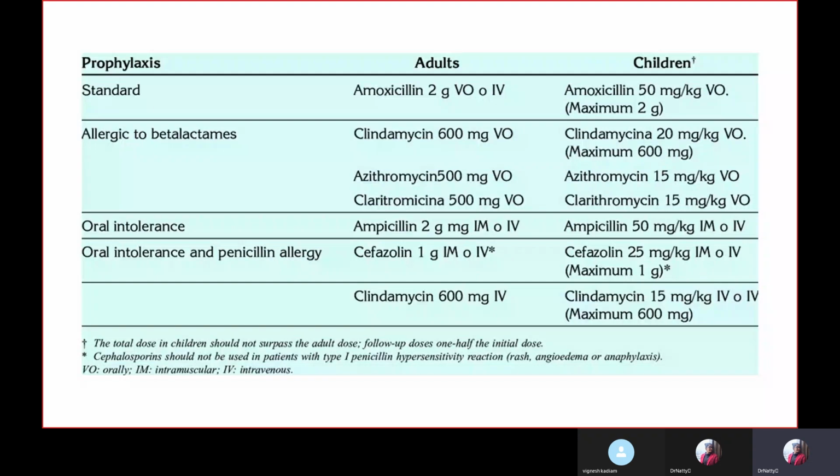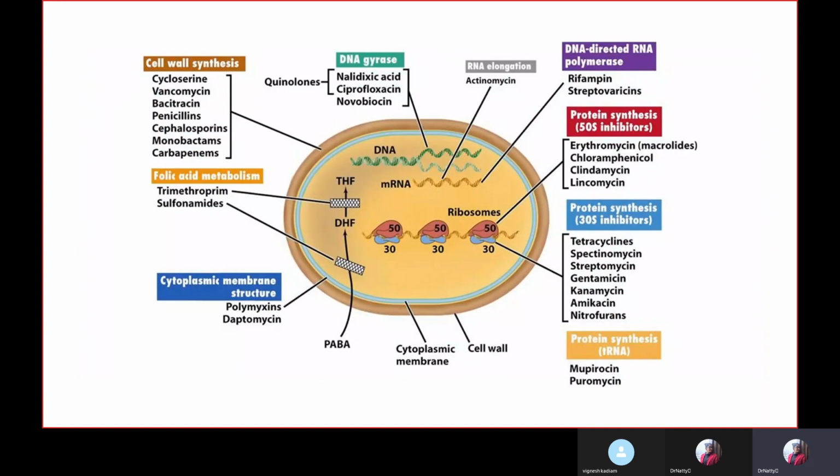The standard prophylaxis is 2 gram of amoxicillin 30 minutes before the procedure. In case the patient is allergic to amoxicillin, you give 600 milligram clindamycin or 500 milligram azithromycin. In case the patient cannot take it through the oral route, you give 2 gram ampicillin IM or IV, or if the patient has penicillin allergy and also oral intolerance, then you go to clindamycin 600 milligram IV or cefazolin 1 gram IM or IV.